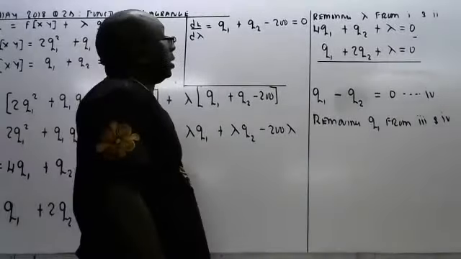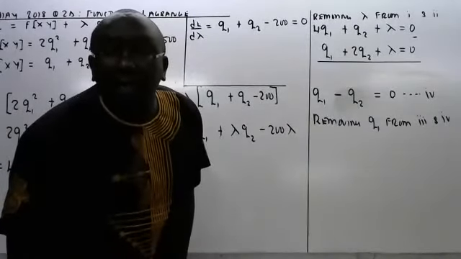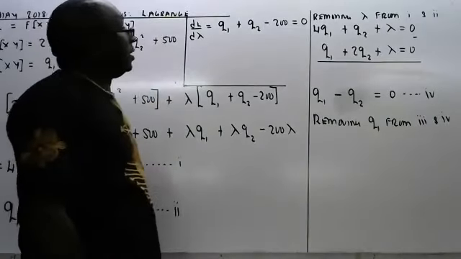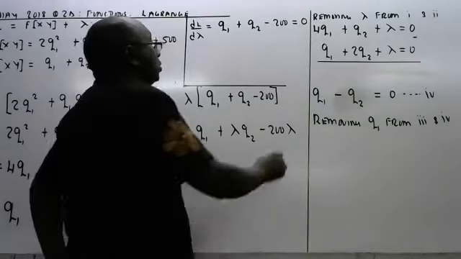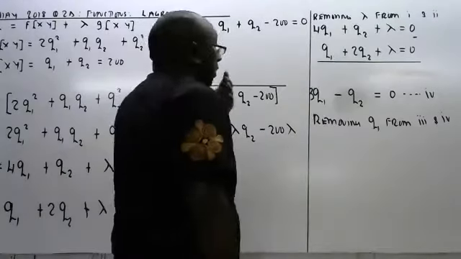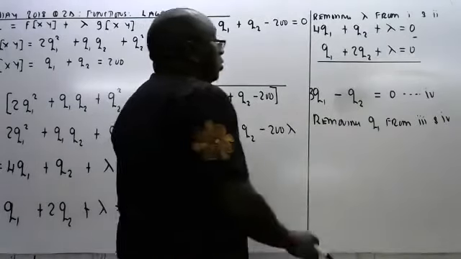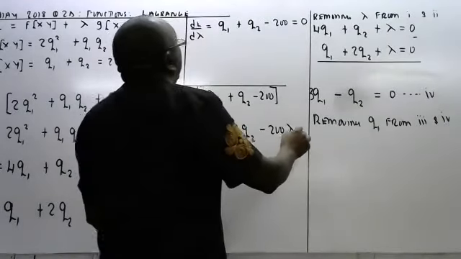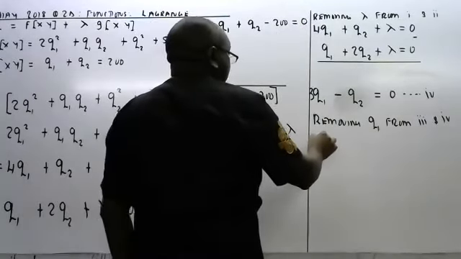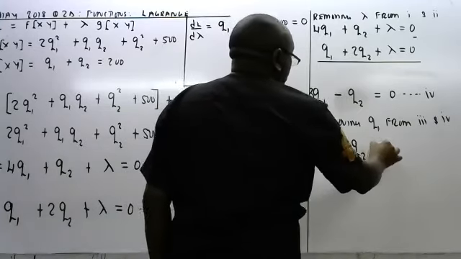Question 3. Now we're talking of this one. So removing from 3 and 4, this one was my equation 4. I will have Q1 plus Q2 is equal to 200.